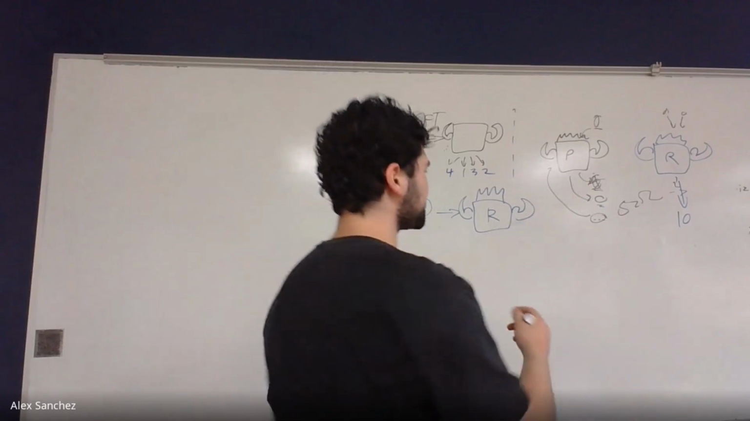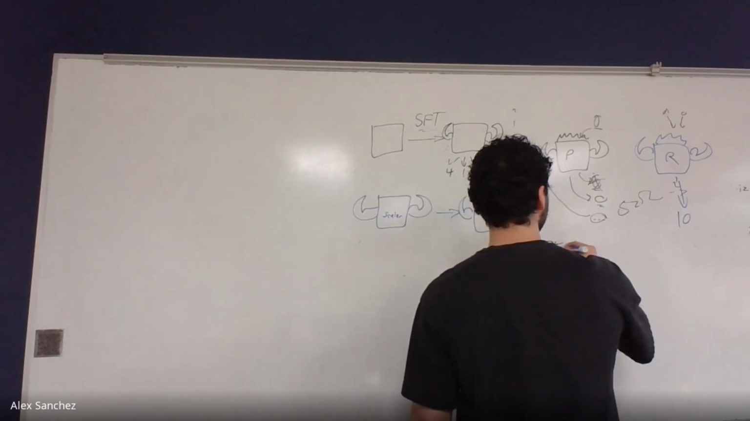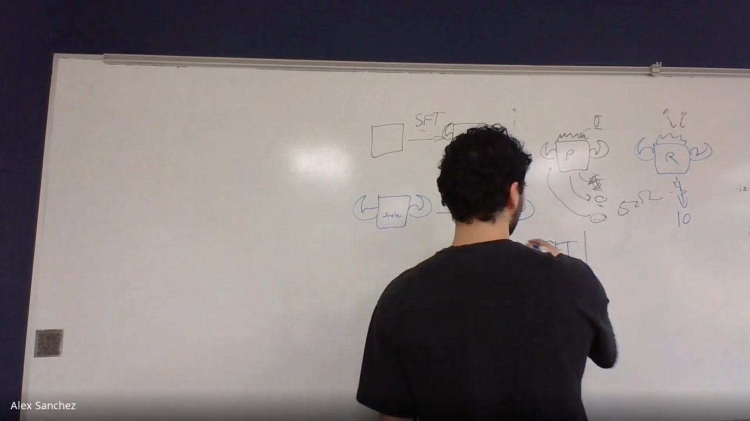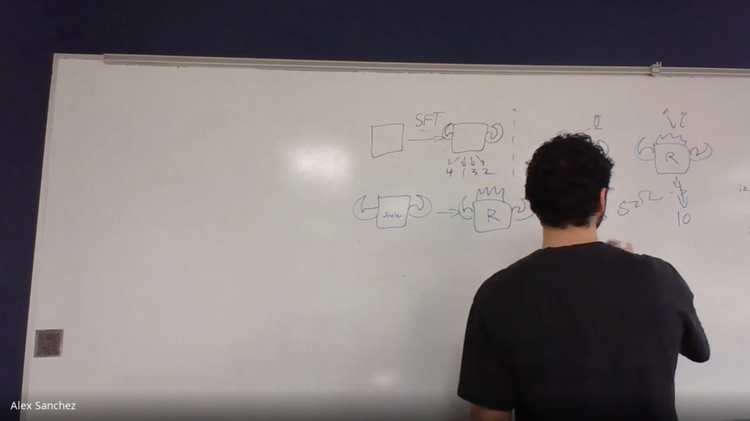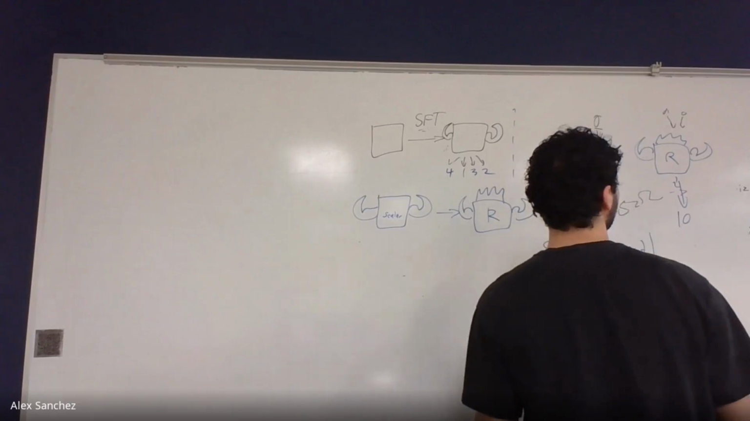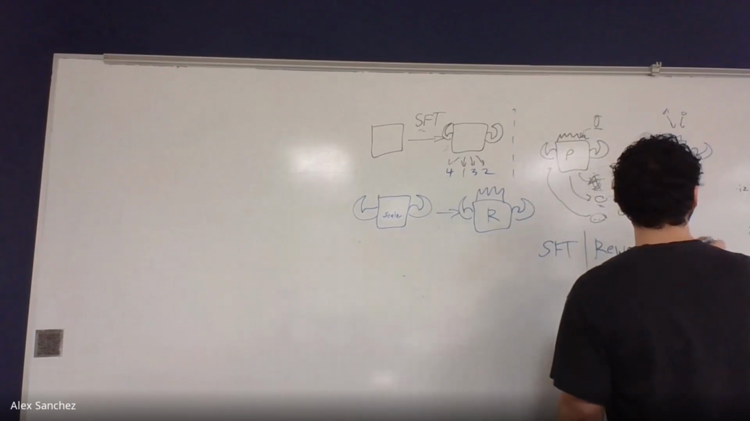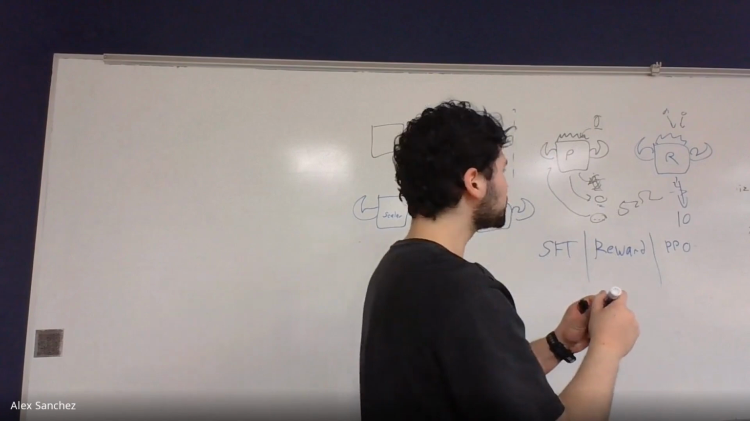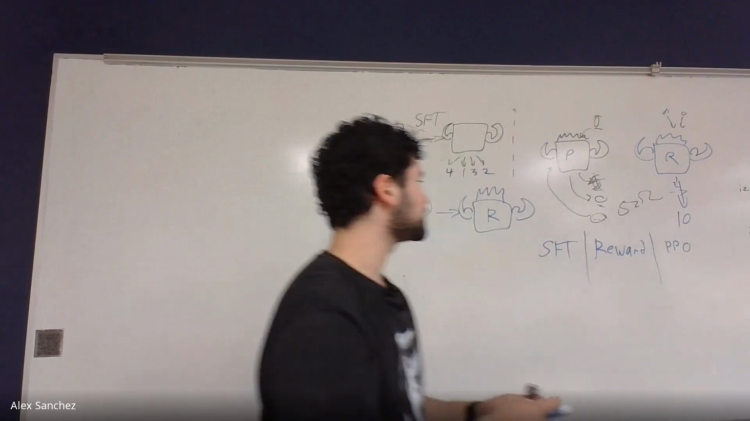So always think about it in the 3 steps. We have SFT. That's step 1. We have to train a reward model. And then think of PPO. PPO, think about this process. And I really, really, really would recommend to watch that video.